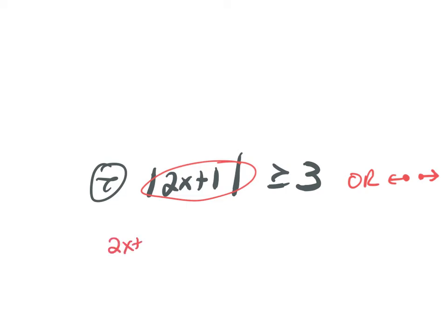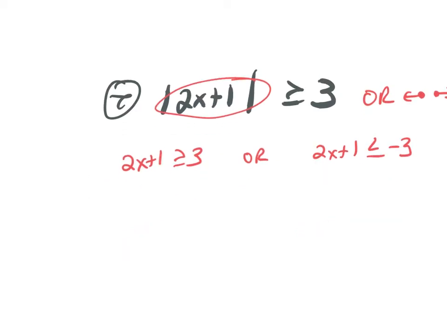So 2x plus 1 is greater than or equal to 3, or 2x plus 1 is less than or equal to negative 3. Flip the inequality sign and change the sign on the answer. So when you go to solve this, guys, minus 1 from both sides. 2x is greater than or equal to 2. Divide by 2, and I get x is greater than or equal to 1. Minus 1 from both sides.